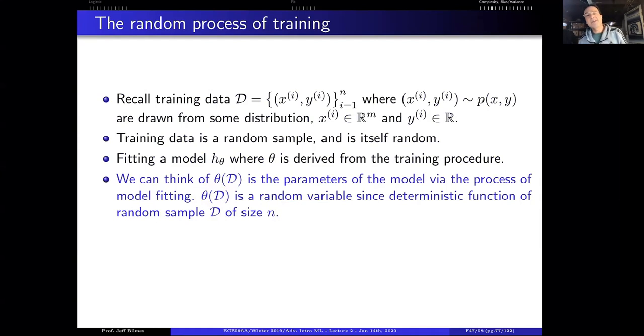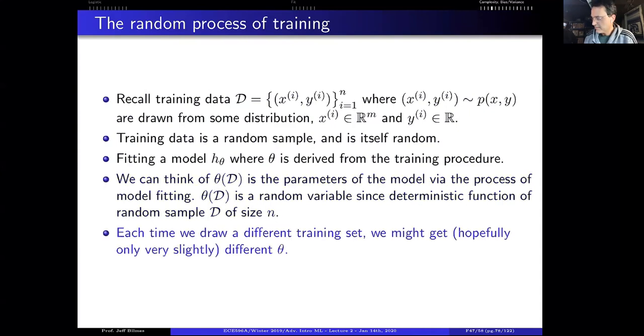Even if the machine learning process has no randomness in it, the input to the machine learning process, which is a random data set, makes the output of the machine learning process random. So this is essentially saying the same thing: every time we draw a different training set, which is random, we might get a different theta. Suppose we have D1 of TR, our first data set, and we have theta of that. It's the same function, but on a different data set.